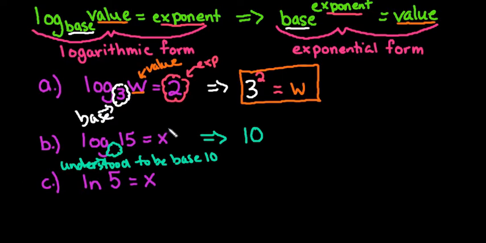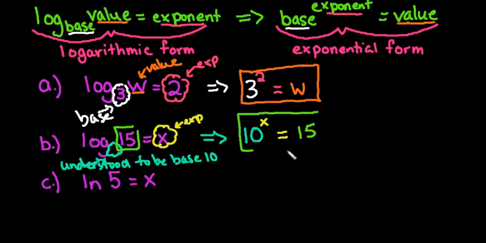You would then identify your exponent. So this is going to be our exponent. And we would put the x up here, equals the value that's given to us. So this would be our value. So we would say 10 to the x equals 15. So this would be our answer written in exponential form. Remember, we're not solving anything. All we're doing is rewriting it in another form.